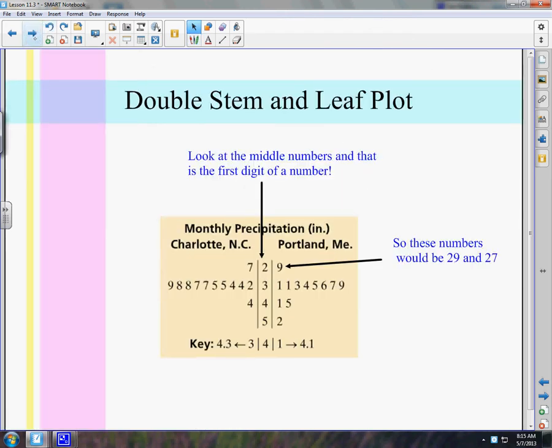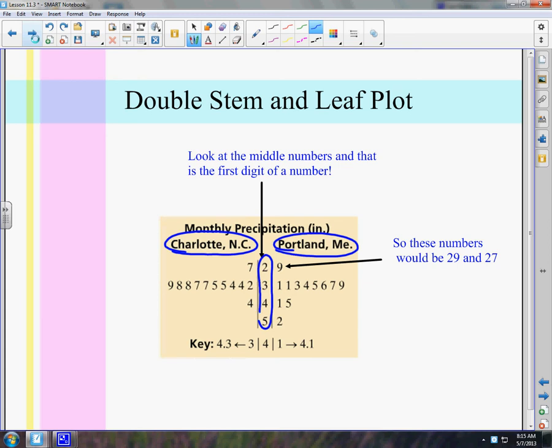All right. So a double stem and leaf plot, and we will do one of these in class for practice. It goes 2 ways. They're comparing monthly precipitation or rain in Portland, Maine, and Charlotte, North Carolina. So you put the stem in the middle, and then your leaf will go both ways. If I were to write this number out, these two numbers would be 29 and 27.